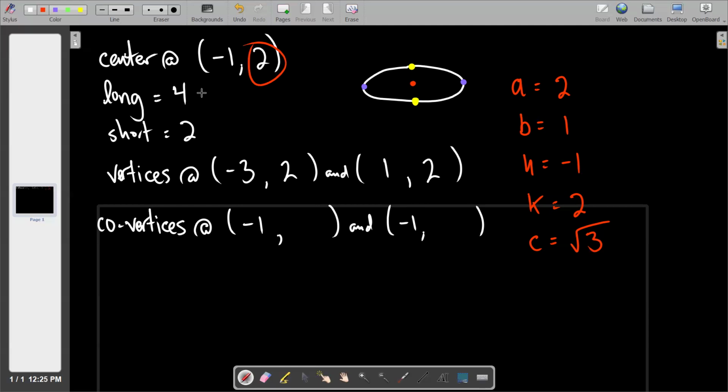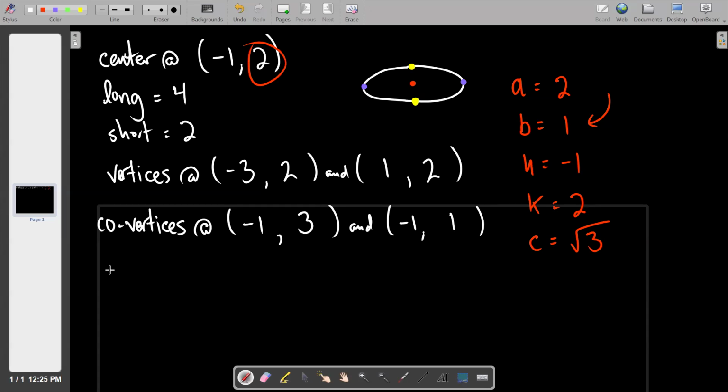And then how far up and down do we have to go from 2? We go up 1 or down 1, because remember, b is the semi-minor axis. That's the distance to the short vertices. You okay with that? Okay. So I'm going to start at -1, 2, and 2 is the important number there. It's my y coordinate. If I go up 1, my highness, if you will, is 3. And if I start at a highness of 2, but I go down b or 1, 2 minus 1 is 1.